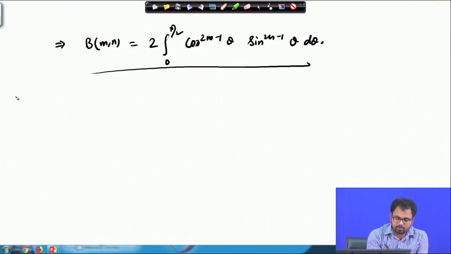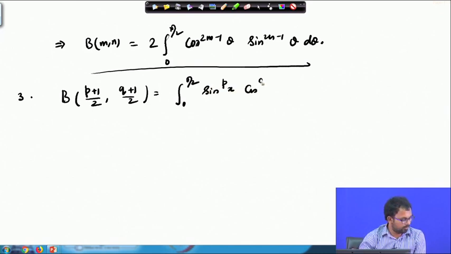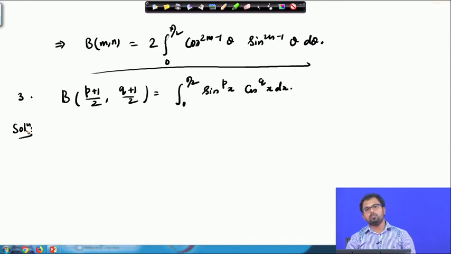Next property. So, property 3, beta of p plus 1 by 2, q plus 1 by 2 equals integral from 0 to pi by 2 sin to the power p x and cos to the power q x dx. We will need these properties to solve some examples. So, let us see how we can prove it.